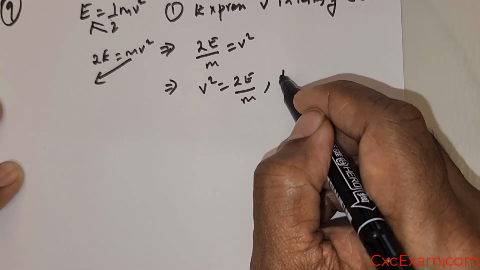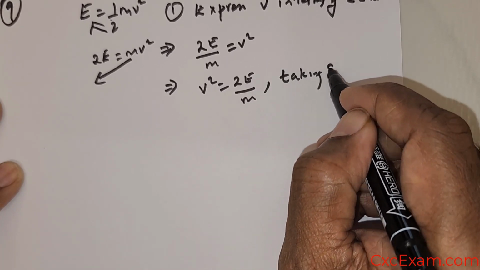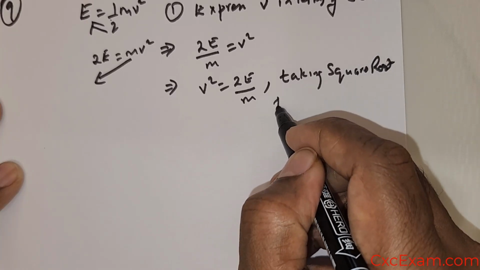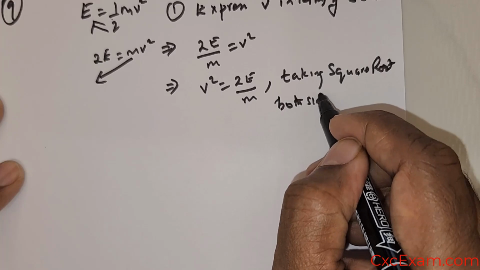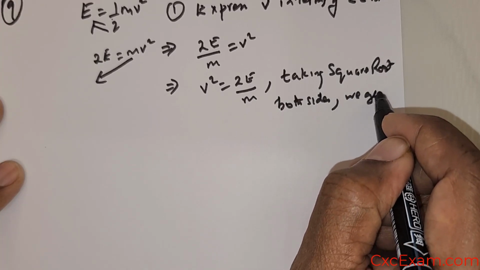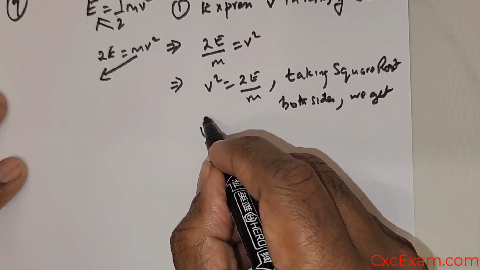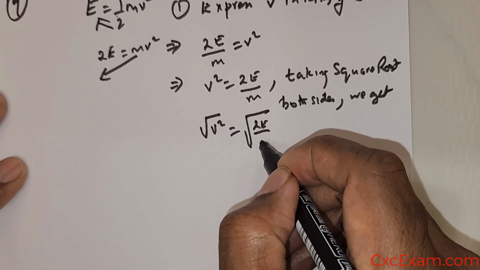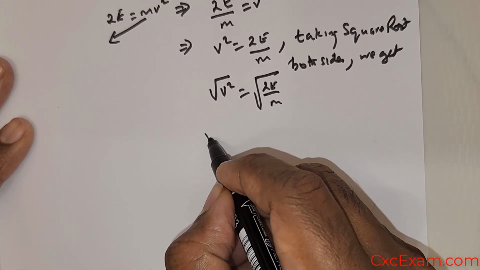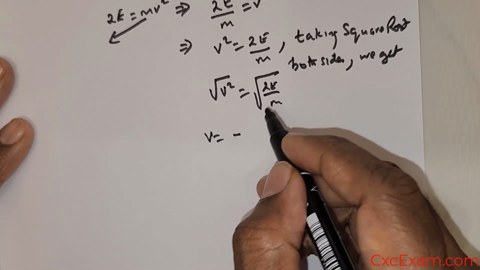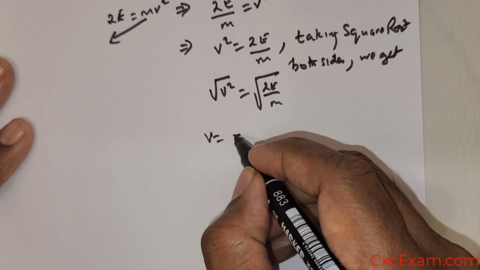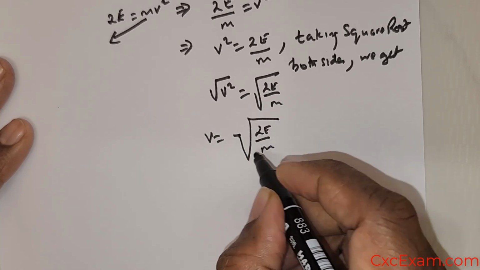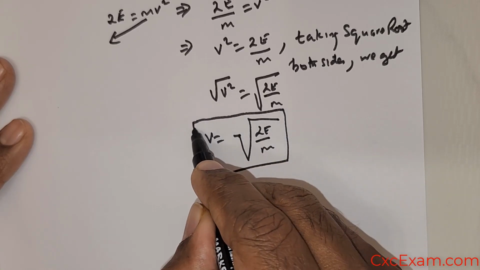Then you state this, taking square root of both sides. So what happens here? You are taking square root for V squared and square root for 2 times E over m. Now this would give you V is equal to the square root of 2 times E over m, and you can box this result off.